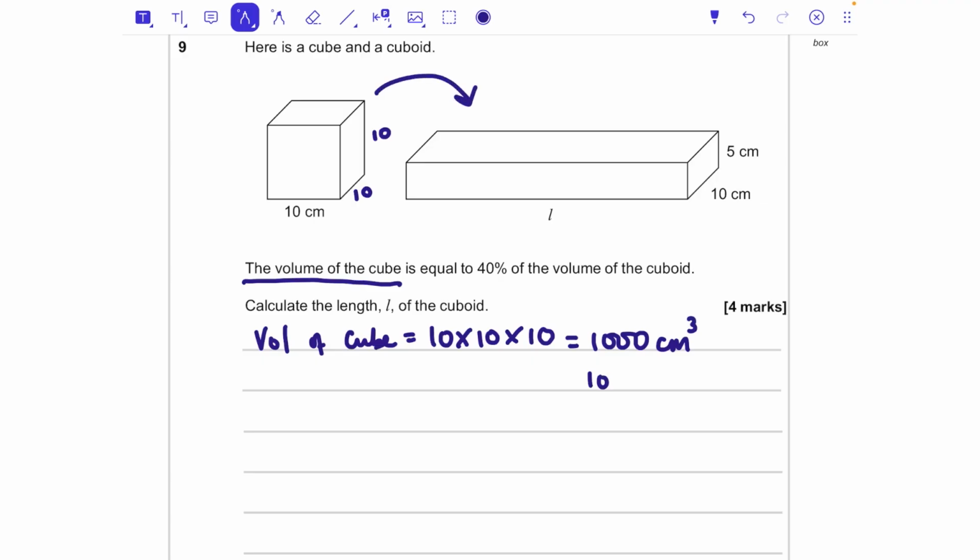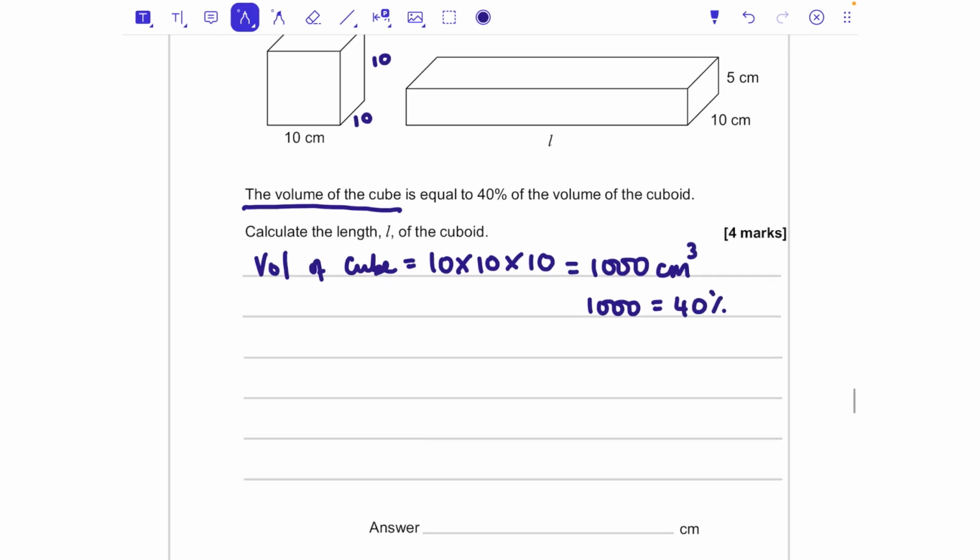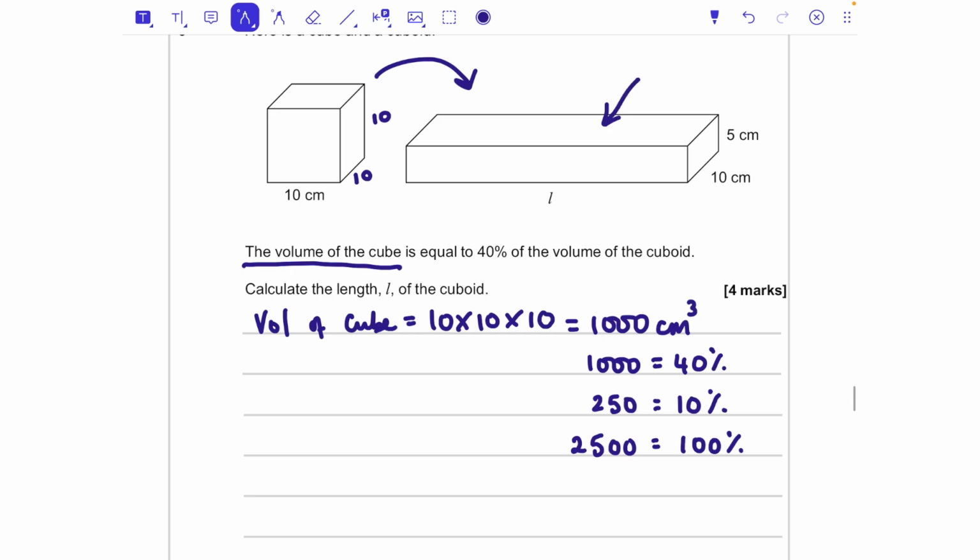So 1,000 equals 40%. If 1,000 is 40%, then 10%, to get that, we would divide it by 4, and that is 250. Which means that 100%, always helpful to get 10%, 100% would be 10 times bigger than that, so 2,500. So I now know that the volume of this cuboid is 2,500 centimetres cubed, because I know that 1,000 needed to be 40% of that value. So working backwards, we've got 2,500 as our 100% value. And you can work out 40% of that and check, and it would indeed be 1,000.